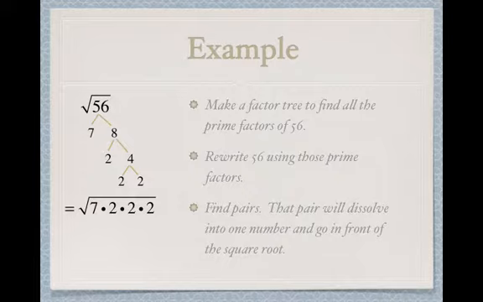Okay, so from here, you want to find pairs. Each pair will dissolve to form one number and go in front of the square root. And the reason this happens is, say we choose this pair: 2 times 2 is 4, and the square root of 4 is just 2. So that 2 goes out in front. The 7 times 2 are both still inside the square root, but you still want to multiply them to simplify it. So your answer is 2 times the square root of 14.